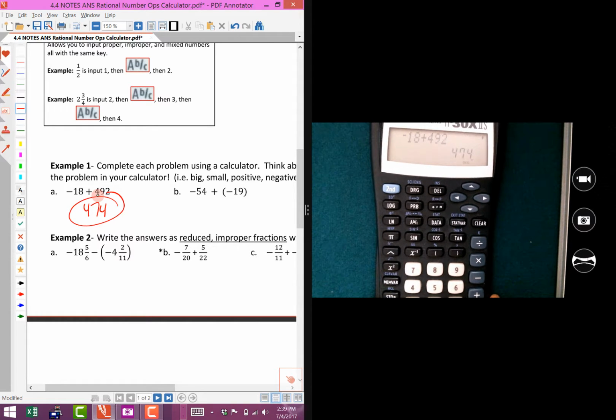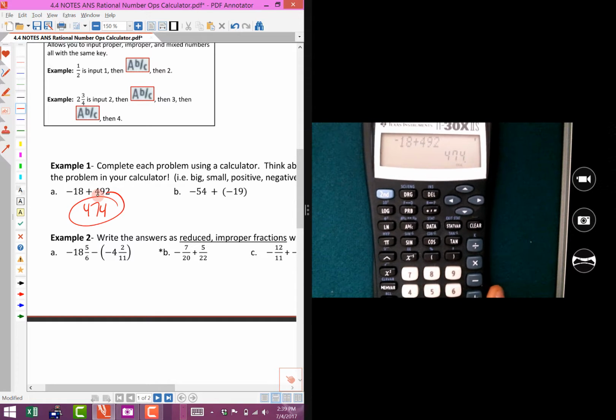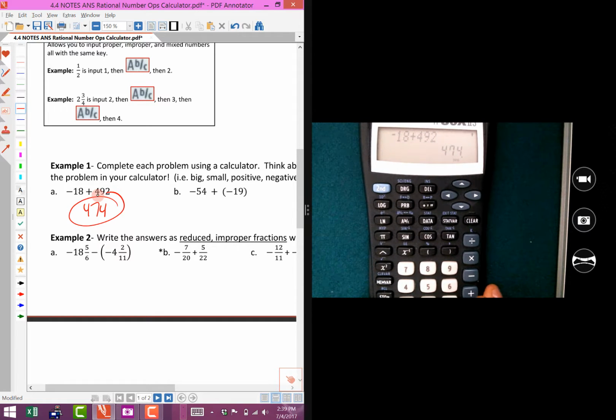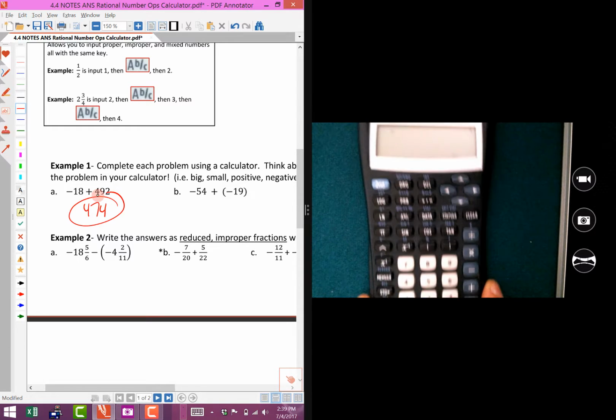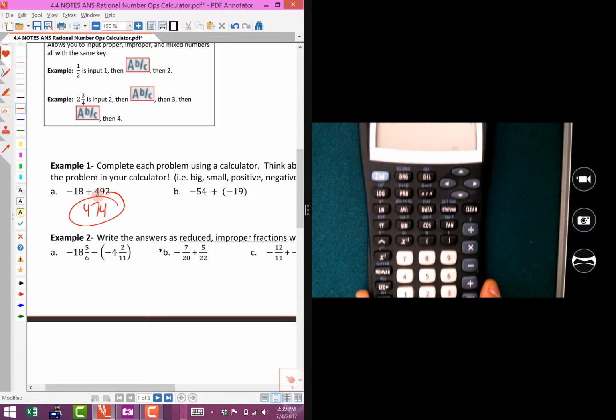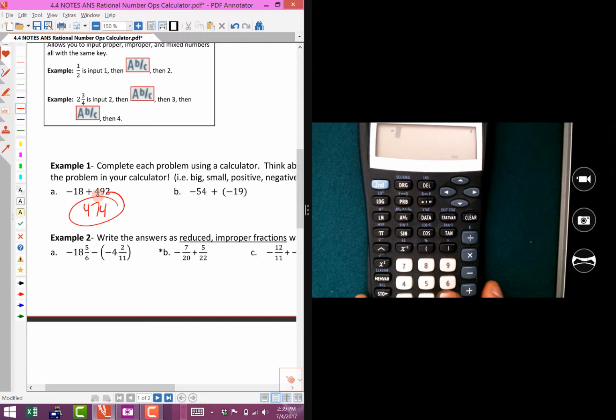And there's our answer of 474. Okay, I'll do that on another one here. The next one is, we'll do this one the right way. Negative, so hit the negative button right there, right next to the decimal key. Negative and 54 plus, and then I've got a set of parentheses right here. There's a set of parentheses right there.